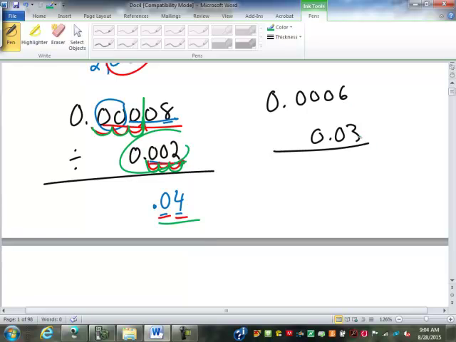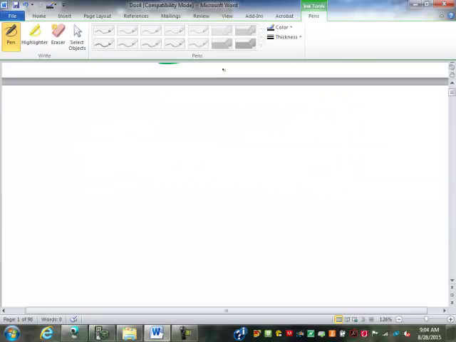So the same here. 6 divided by 3 is 2. I have 2 decimal places, so I'm going to remove 2 decimal places. That leaves me with 0.06 divided by 3, which would be 0.02. Again, you don't have to use that. It's just a way of estimating. If you are trying to estimate with decimals, it's a way of dealing with them.